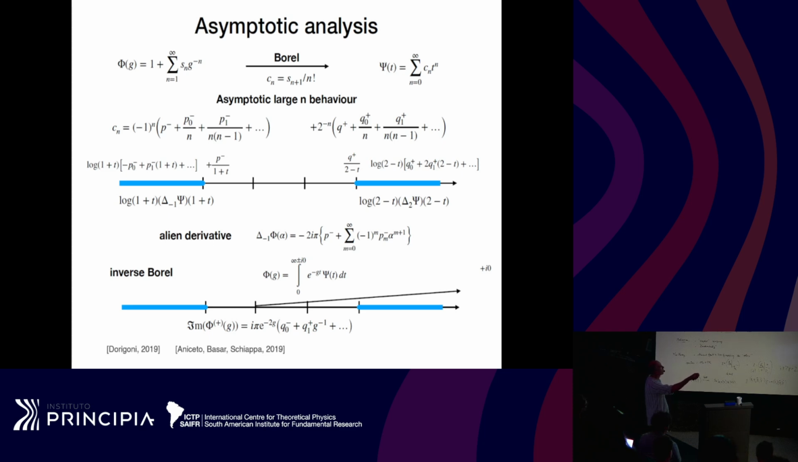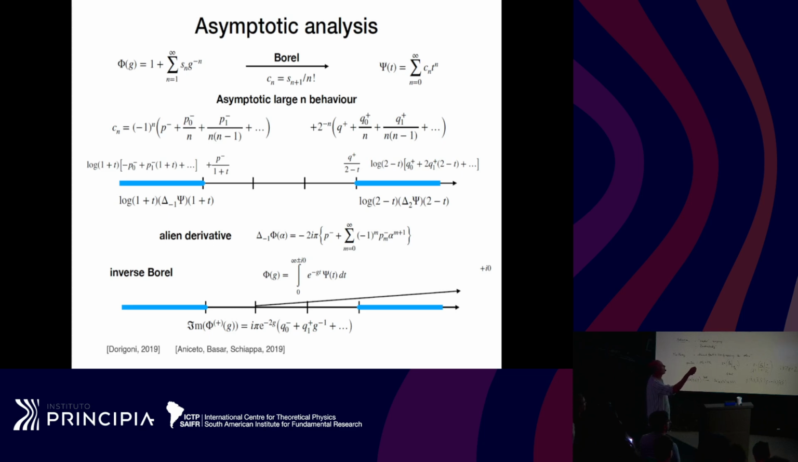So if we calculate many of these terms, we will see a logarithmic cut and the function multiplying that logarithmic cut. This is actually called the alien derivative of the original function. Similarly, if we sum these guys up, we will see a pole at 2, we will see a logarithmic cut starting at 2, and the function multiplying this logarithmic cut.